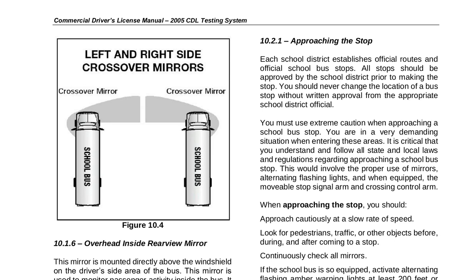You must use extreme caution when approaching a school bus stop. You are in a very demanding situation when entering these areas. It is critical that you understand and follow all state and local laws and regulations regarding approaching a school bus stop. This would involve the proper use of mirrors, alternating flashing lights, and when equipped, the movable stop signal arm and crossing control arm.